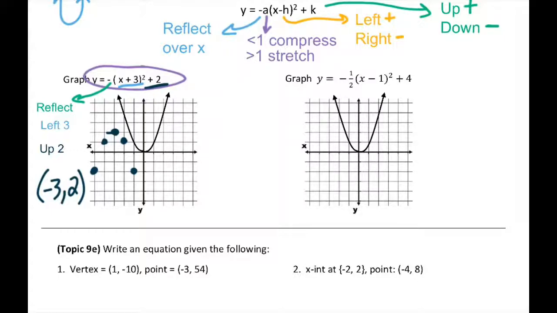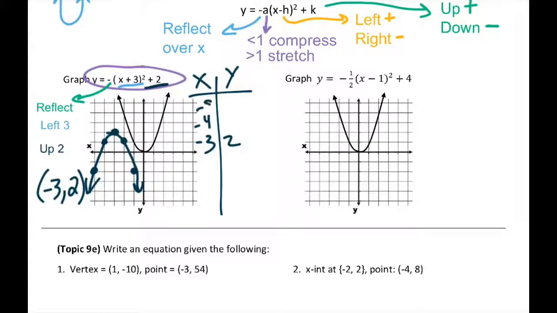Another way that you can always be sort of sure about what your points are is to plug in some table of values. Once you find the vertex, plug in some points before it and after it into your equation to find the y values. Alright, I want you to try this next problem over here with that compression and the reflection and the shifts, and then come back in a second and check your answer.